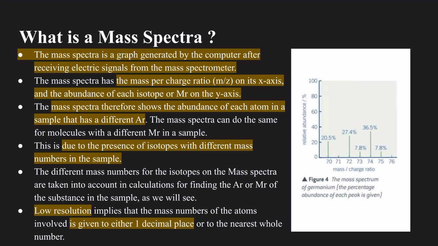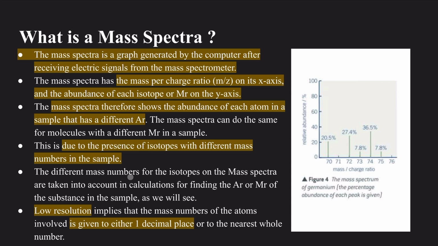So it's important to remember that inside the sample we have atoms or molecules with different relative atomic masses and different relative molecular masses, and this again is due to the presence of isotopes. And basically the mass per charge ratio is the mass or the mass number of the particular atom or the Mr of the molecule, and we divide that by the charge. So for the vast majority of the ions, the charge is going to be just 1+. So ultimately the mass per charge ratio will be the same as the mass number.